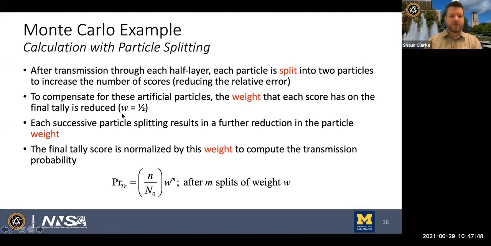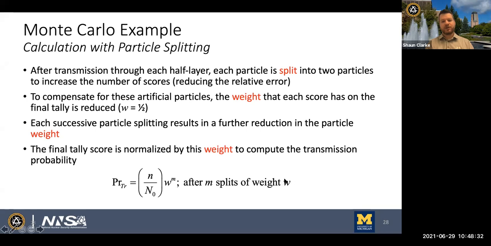To do that, to compensate for that, we would actually take the weight of the particle. So the weight is how much a particle contributes to a certain tally score. So we would take the weight of that particle and reduce it by the splitting fraction. So if we're splitting every particle into 2 particles, the weight of those particles would then be 1/2 of whatever it used to be. So we're increasing the population, but each particle that scores is contributing less to the overall tally result. So if you run the numbers, the tally estimate at the end, instead of being just the number that make it through over the number that started, it is that ratio, but corrected by the number of splits.